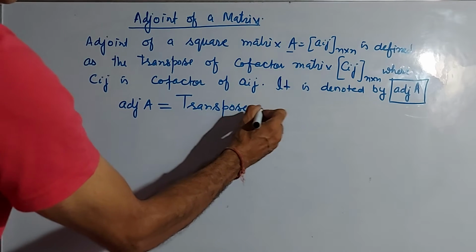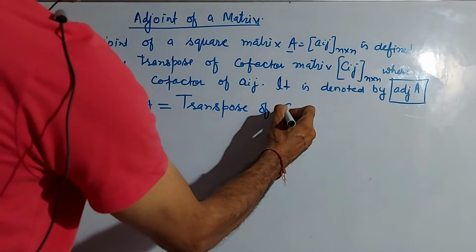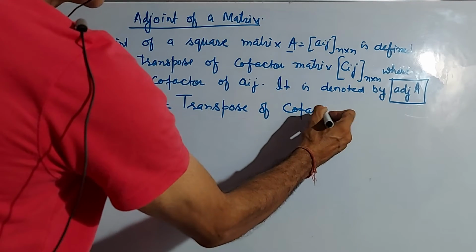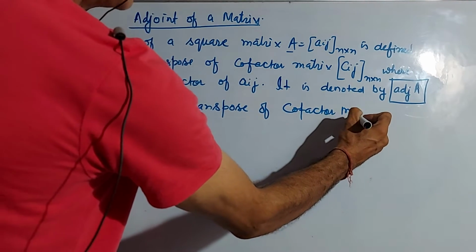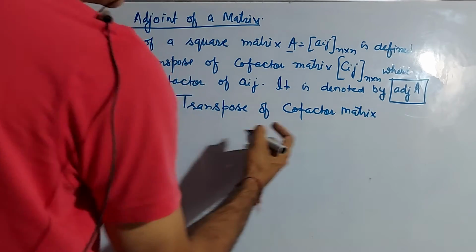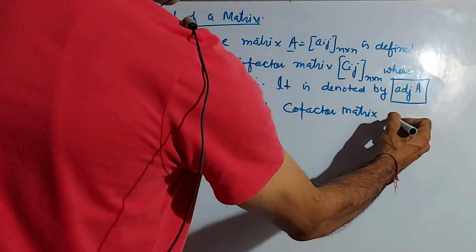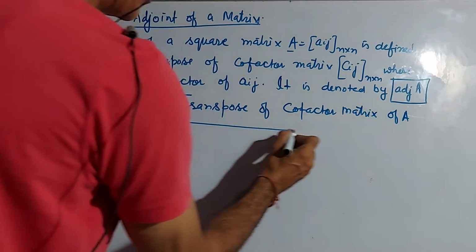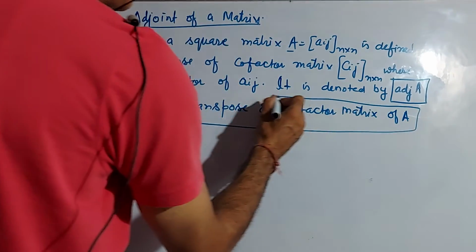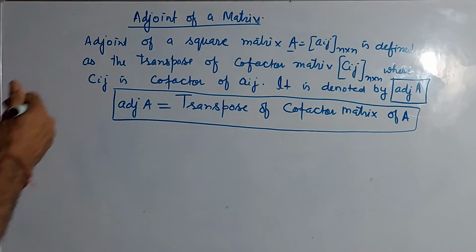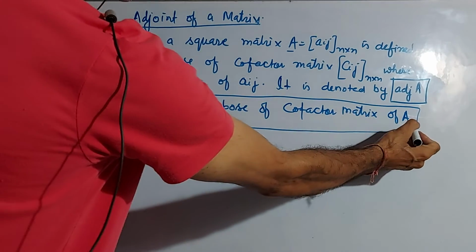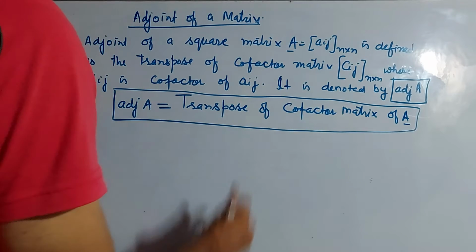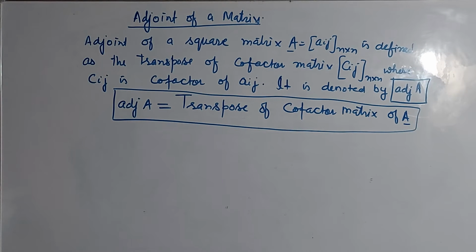In brief we can write, adjoint of A is equal to transpose of cofactor matrix of A. So we can remember that the adjoint of A is: we will find the cofactor matrix and then take the transpose of the matrix. We will understand this with the help of one example.